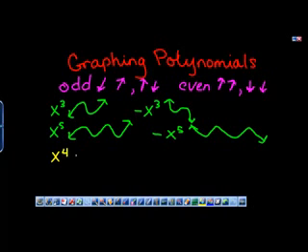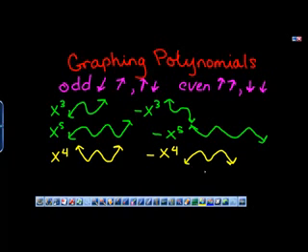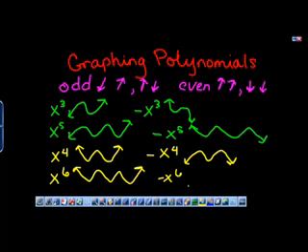The evens then, something like x to the fourth, starting high, ending high. Changing the leading coefficient to a negative, start low, end low. X to the sixth, positive, start high, changing direction 6 times. Negative leading coefficient, start low, end low.